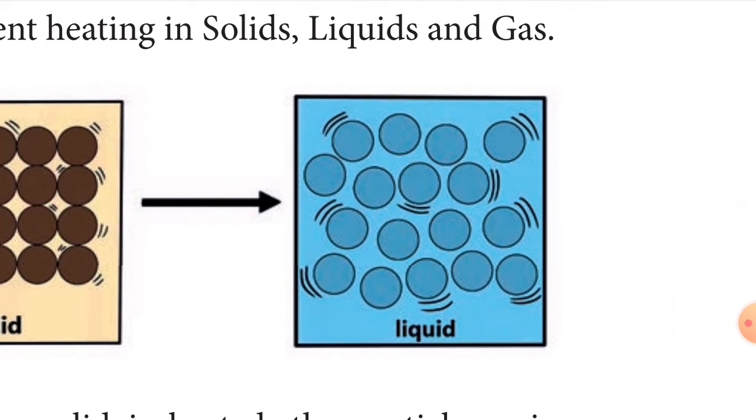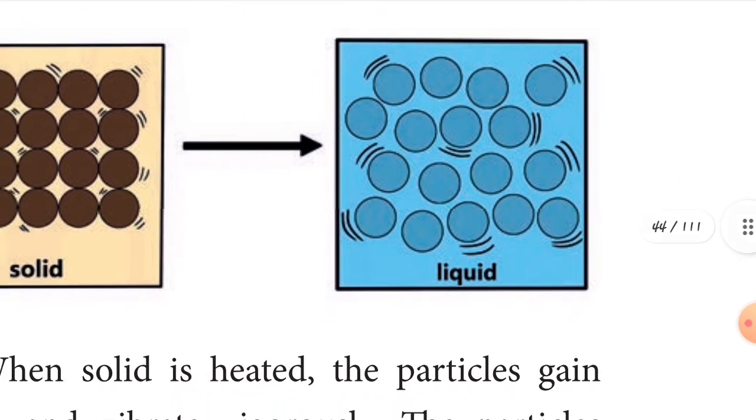When the melting point is reached, the melting point is 0 degrees Celsius, and melting occurs. The solid changes to which state, children? Yes, very good, liquid state. For example, you take ice cubes. That is a solid. You give some amount of temperature, and after some more time, 15 minutes or half an hour later, you see the ice cubes melting. The liquid is heated, the particles gain energy and vibrate more vigorously. This is clear, children? Yes.